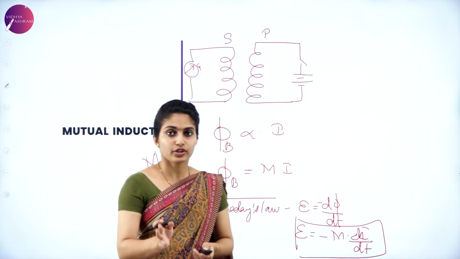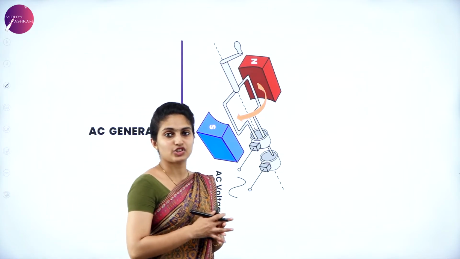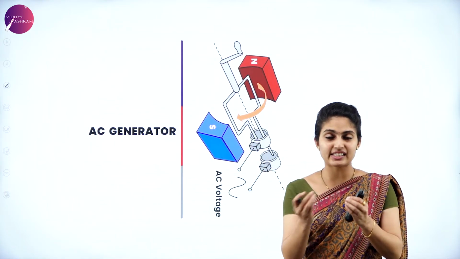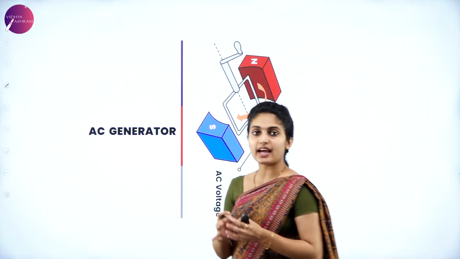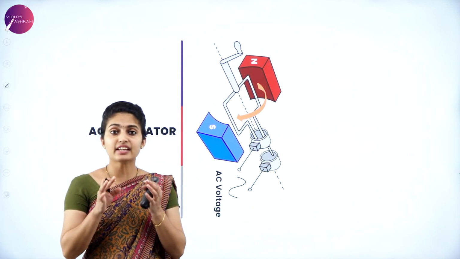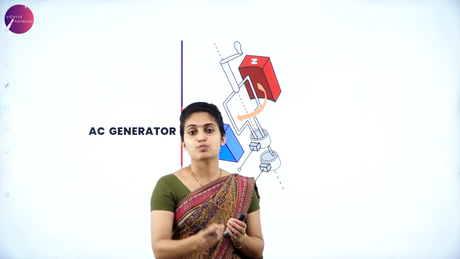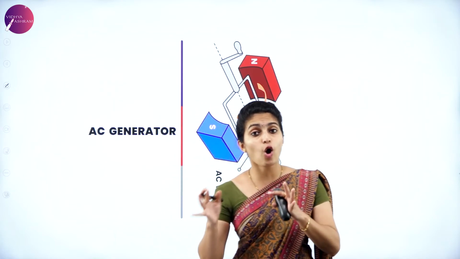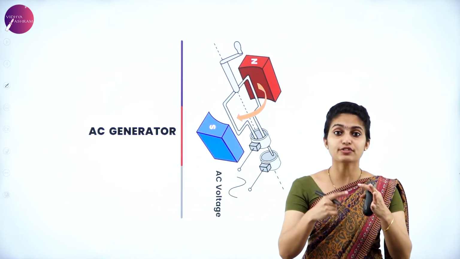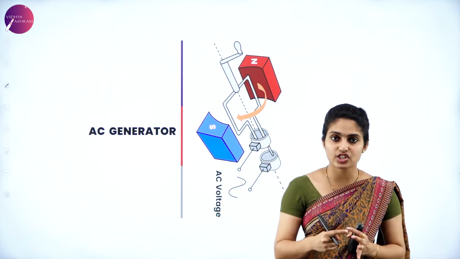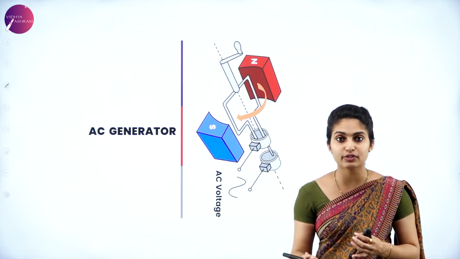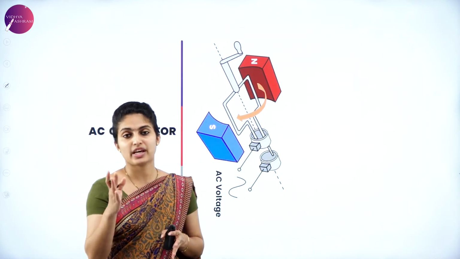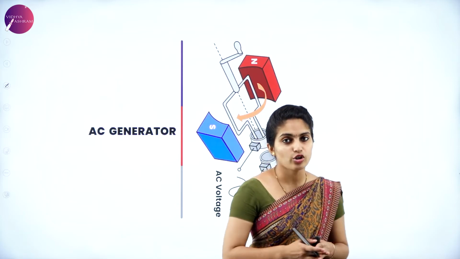for your numericals. Next we are going on to the last concept, that is the AC generator. AC stands for alternating current generator. The difference between alternating current and direct current is that direct current moves in only one single direction, whereas alternating current moves in alternating directions. Sometimes at a certain instant it moves in one direction, and after a certain interval of time it occupies the opposite direction, which is very much dangerous. So direct current is safer than alternating current.